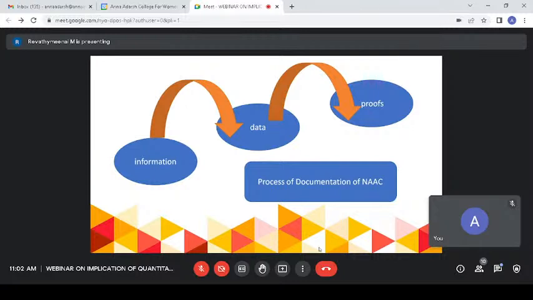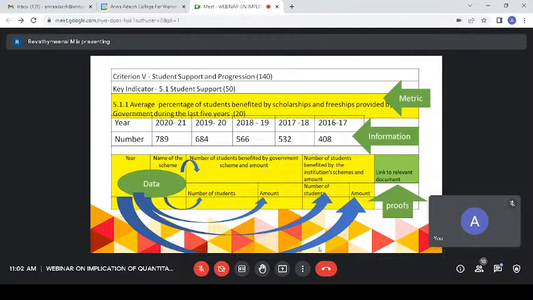Now what I am trying to say, this is the sheet. This is one question called 5.1.1: Average percentage of students benefited from scholarships and freeships provided by the government during the last 5 years. This is a question in criteria 5. There is a data that has been given. Please go to the next slide, please. Now, there is a data that has been given over here.